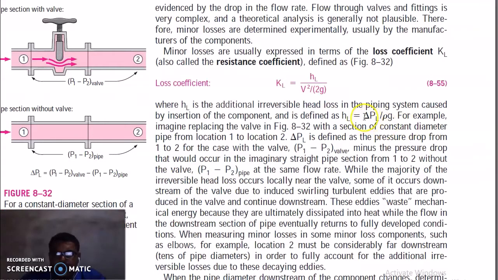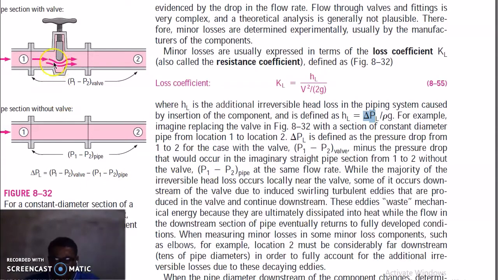Now to calculate this delta P_L, what do we do? For example, imagine replacing the wall in this figure with a section of constant diameter pipe between locations 1 and 2. Now delta P is defined as the pressure drop from 1 to 2 for the case with the wall, P1 minus P2 wall, minus the pressure drop that would occur in an imaginary straight pipe from section 1 to 2 without the wall, meaning P1 minus P2 pipe at the same flow rate.